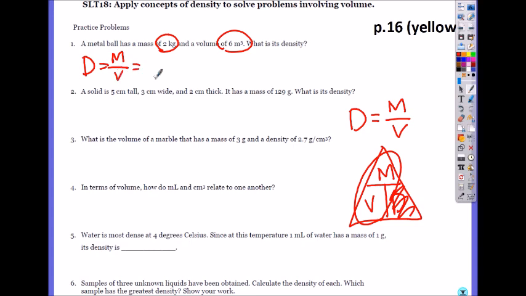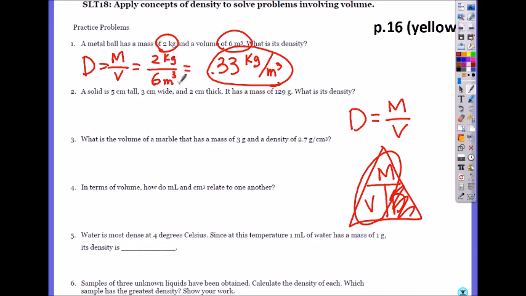So what is mass? 2 kilograms. Don't forget the units. And the volume is 6 meters cubed. So what is 2 divided by 6? 1/3. Yeah, plug it into your calculator. If you round it to the second decimal place, it is 0.33 kilograms per meter cubed. You always put the unit of the mass per the unit of the volume.